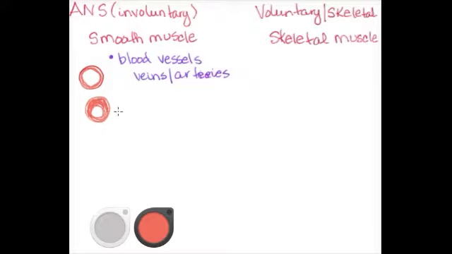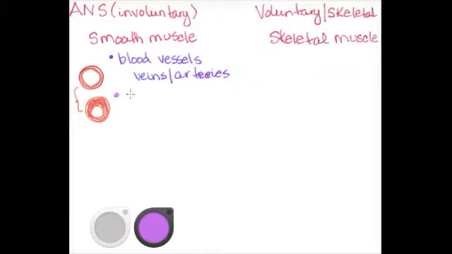And there's a time and a place for having an increased diameter of a blood vessel or a decreased one. And that will be dependent on where we want the blood to go. So smooth muscle can be found in your blood vessels, and we'll talk about this concept of where the blood goes shortly. All right, so you've got blood vessels that have smooth muscle in them.